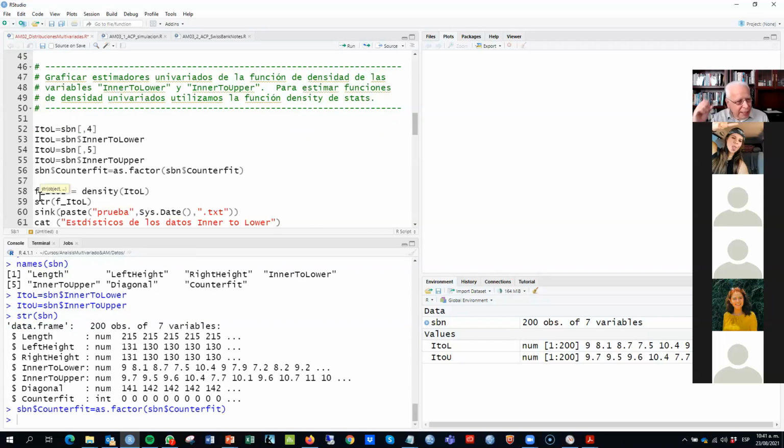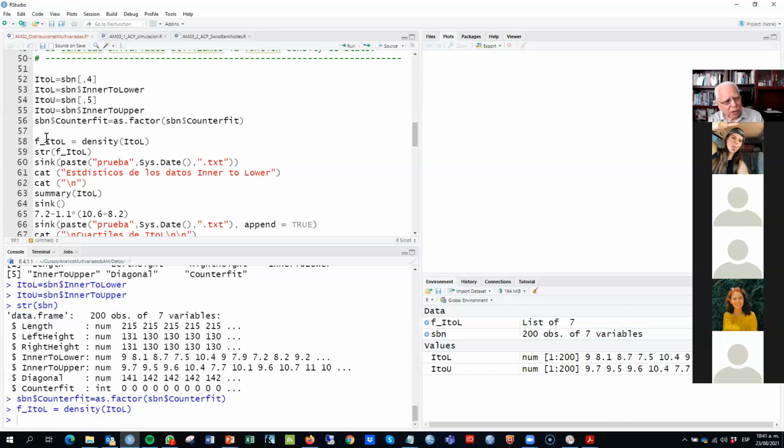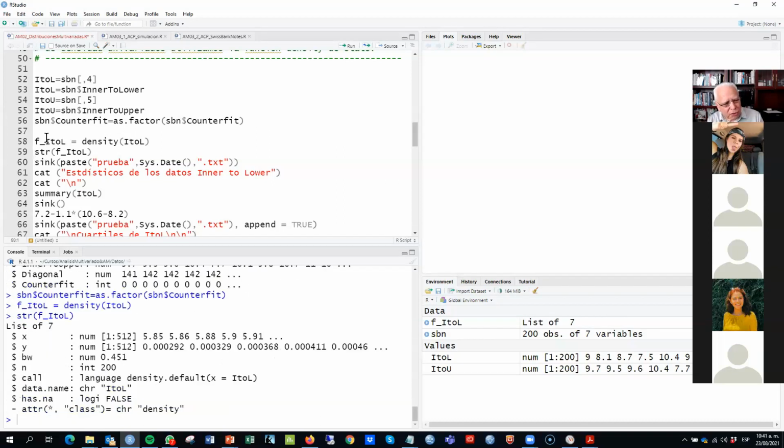Now I'm going to calculate the density. We estimate the density function with the function density for the inner to lower, and I'm going to call that F underscore inner to lower. If I look at the structure of this object, it tells me that it's a list of 7 elements. I have X, a grid of values of X, and Y, which will be the density estimate.